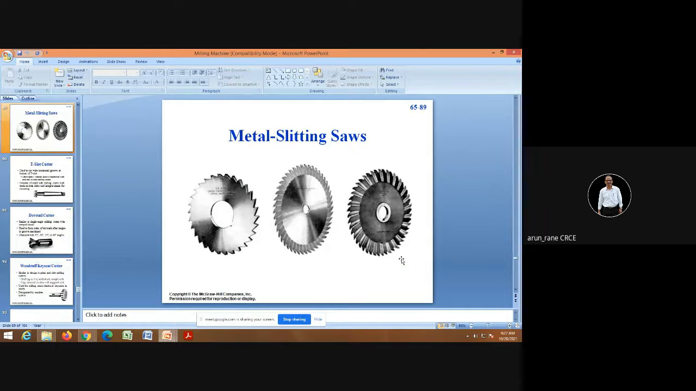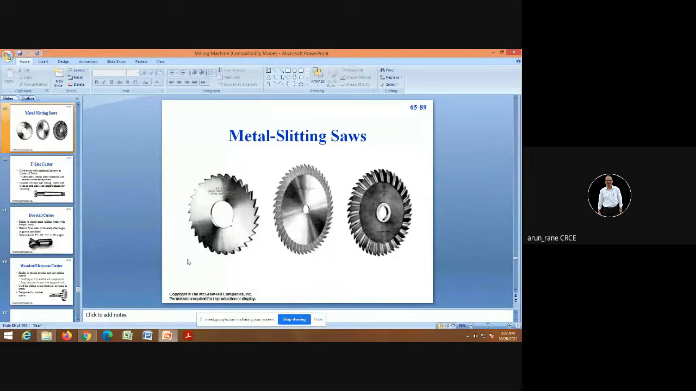This is called the metal slitting saw, and the thickness of this metal slitting saw is usually 3 millimeter, and normally this is used for cutting off operations. Again, this has a bore with a keyway, so it can be mounted easily on a horizontal milling machine.